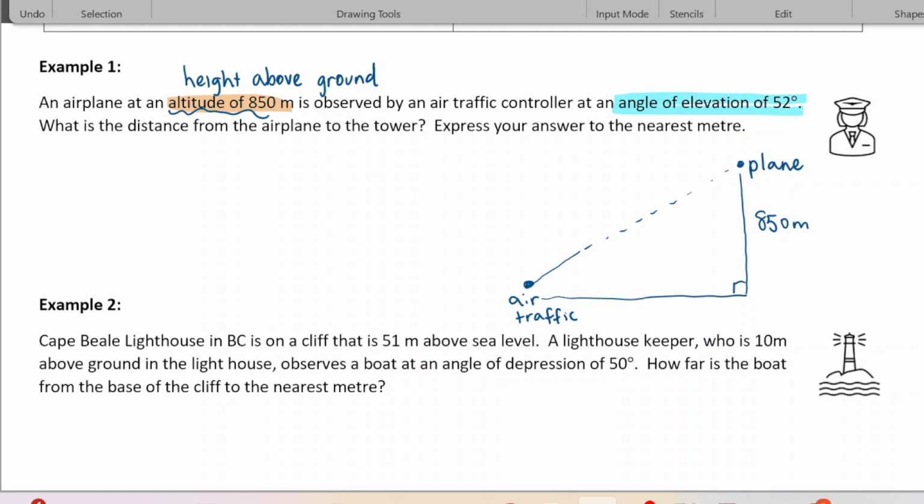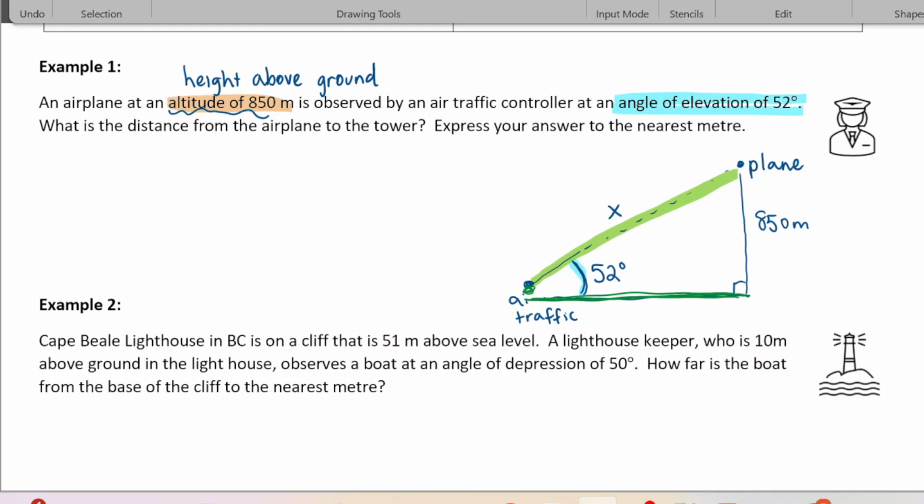Okay, the angle that we look up at is the angle of elevation. That's 52 degrees. So the angle of elevation is always, if you can imagine yourself standing there, the angle your head would move up to see the plane. And it's always the angle that's next to the horizontal line. So I'm just highlighting that horizontal line in green here so you can see it. It says, what is the distance from the plane to the tower? So we're trying to find this distance here. I'm going to label it X.